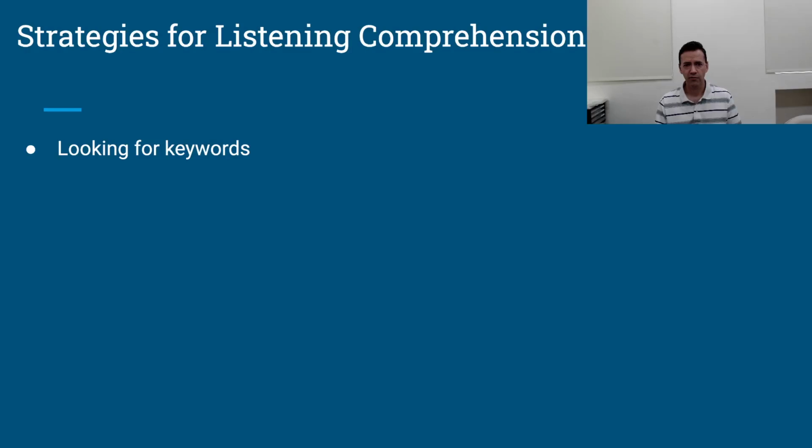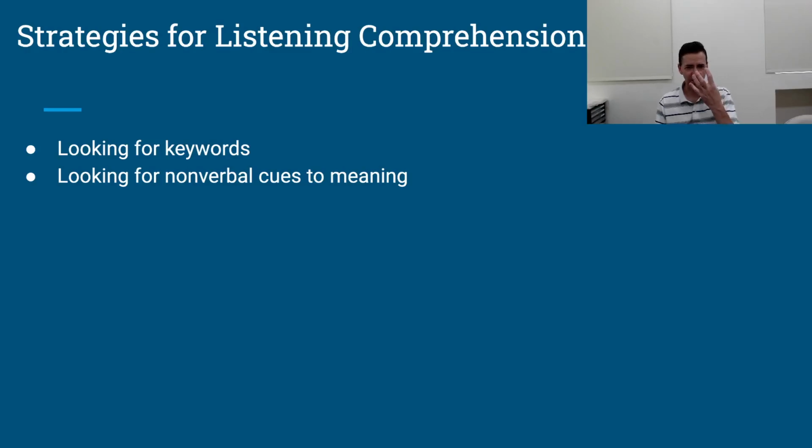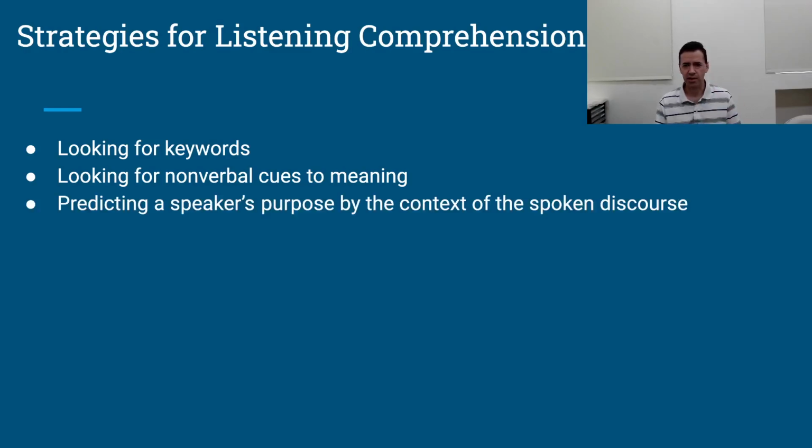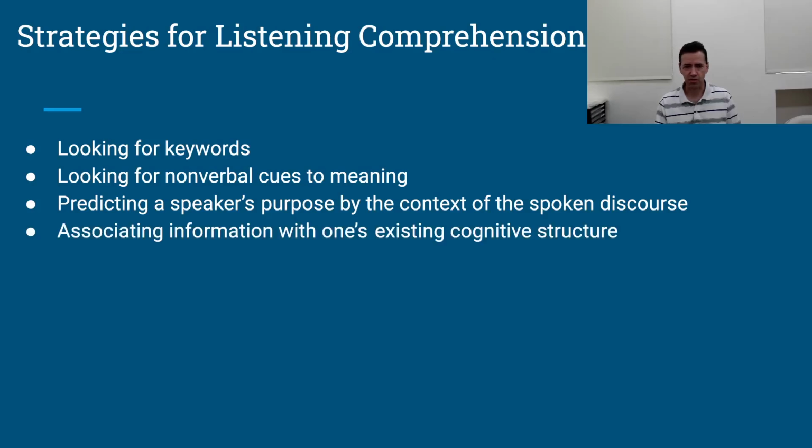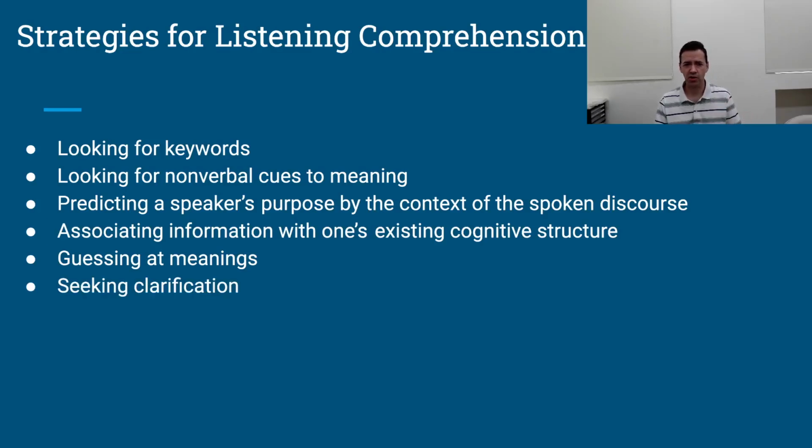All right, so now we're talking about listening comprehension, right? So teach them how to listen for keywords, nonverbal cues to meaning. So when somebody shouts, somebody has rising intonation, what does that mean? Things like that. You look at their face, things like that. Predicting their purpose by the context of the discourse, associating the information with one's existing cognitive structure. So trying to make that connection between what I already know and what I'm hearing. Guessing at meanings. If you don't know, guess based on what you've heard. Teach them how to be good guessers.